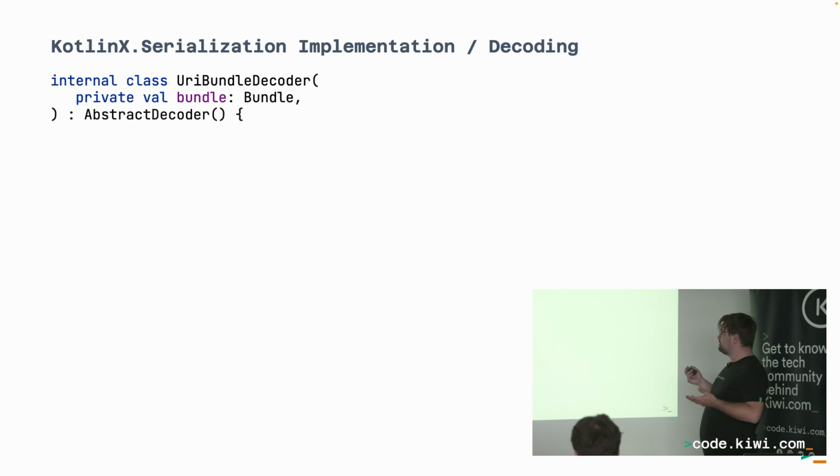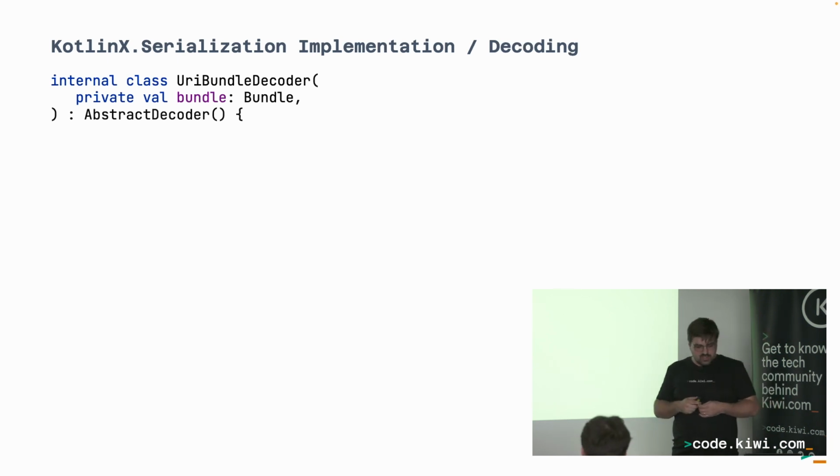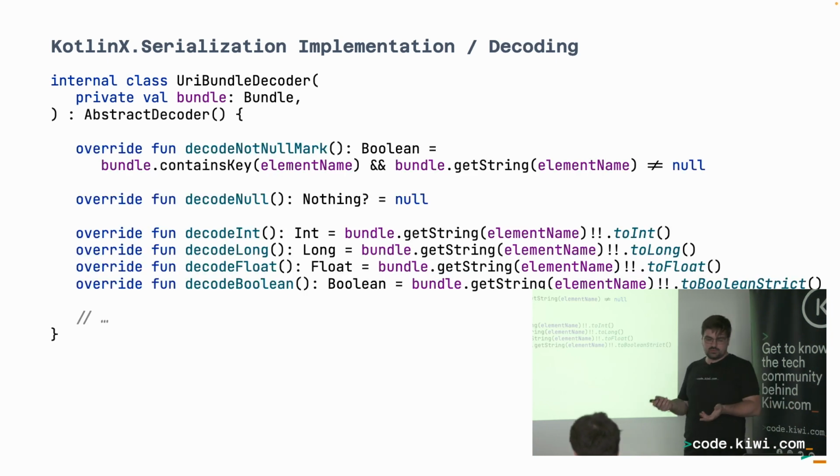So we are creating our own decoder. Once again, we are inheriting from abstract decoder. That's a class in the Kotlin serialization library. The input is the bundle, that's the key value map. And once again, we will just override a few functions which will tell us what to do. So when the destination object needs an int, it will call decode int. We will use the element name to get the string from the bundle and convert it to int. That's all.